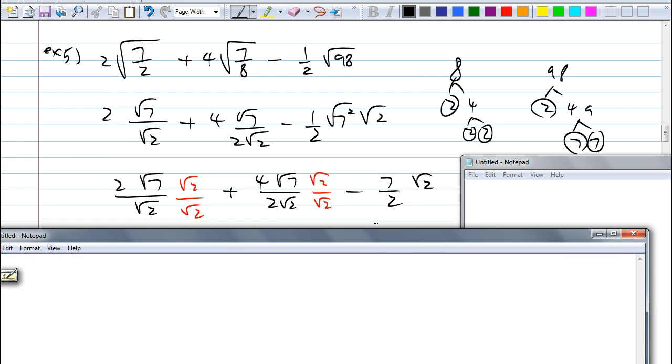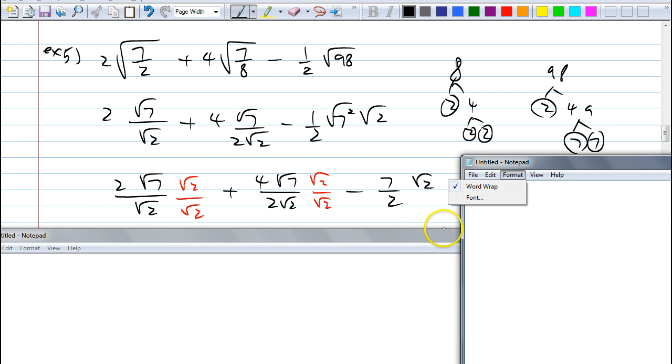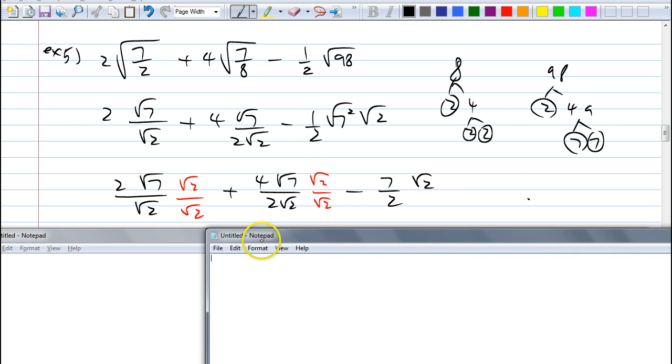So when I do this, somebody tell me what I get. Mimi, what does the first fraction become when you do this? What are we doing, by the way? What is this called? Rationalizing the denominator. Okay, Mimi, what do I get when I multiply rad 2 over rad 2?